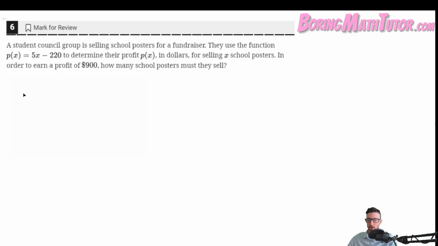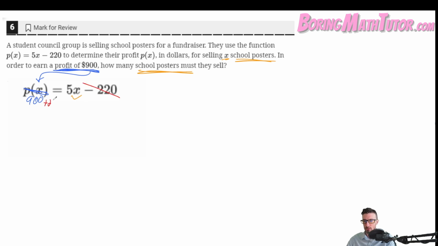In this one, they are giving us an equation. What do they want us to pop into that equation? Ooh, profit, $900. That's cool. I'll put that right here. And then they say, how many school posters do I have to sell? Well, X is the number of school posters, so basically just solve this for X. Okay, so let's move the minus 220 to the other side. It's plus 220. That's 1120. Now that's equal to 5x, so I just have to divide that by 5.